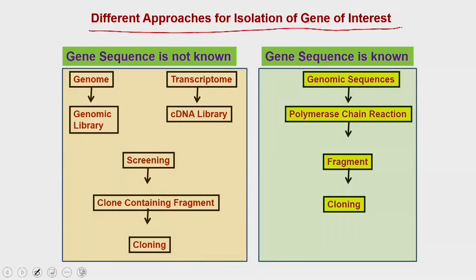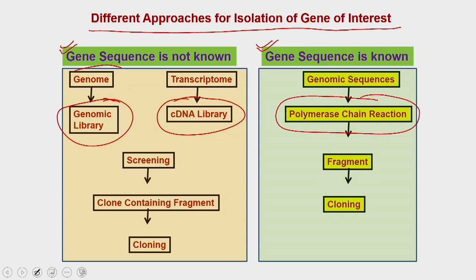With this, we have concluded our discussion about the isolation of the gene of interest. We have discussed that the gene sequence can be isolated under two different aspects, whether the gene sequence is known or not known. When the gene sequence is not known, you have the flexibility of using the genomic library or the cDNA library, and subsequently you will get the desired gene fragments, which can be subcloned and used for downstream applications. Similarly, if the gene sequence is known, you can use PCR as a technique to get the DNA fragments, and then these DNA fragments can be cloned into the expression vectors for downstream applications.